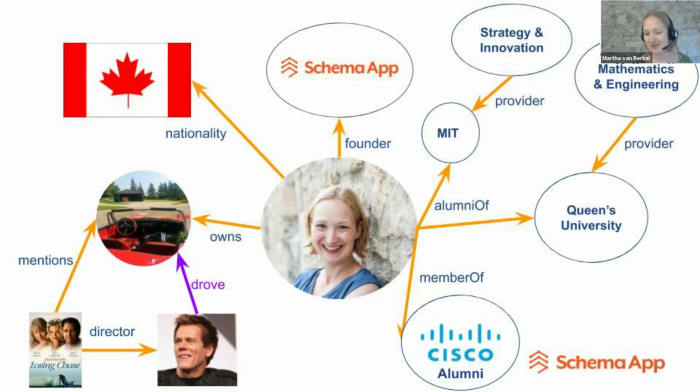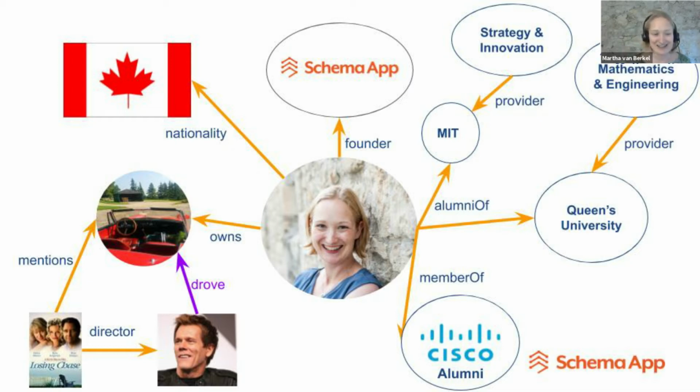So a little bit about me. My name is Martha Van Berkel. I am one of the co-founders at Schema App. You can see this is my knowledge graph. It tells you that prior to starting Schema App, I spent 14 years at Cisco, so I've lived that enterprise world trying to get things done with IT and developers. My education is from Queen's University and MIT, so I have a very technical background in mathematics and engineering, but my passion is really around strategy and innovation. Talking about schema markup strategy is something I love to do.